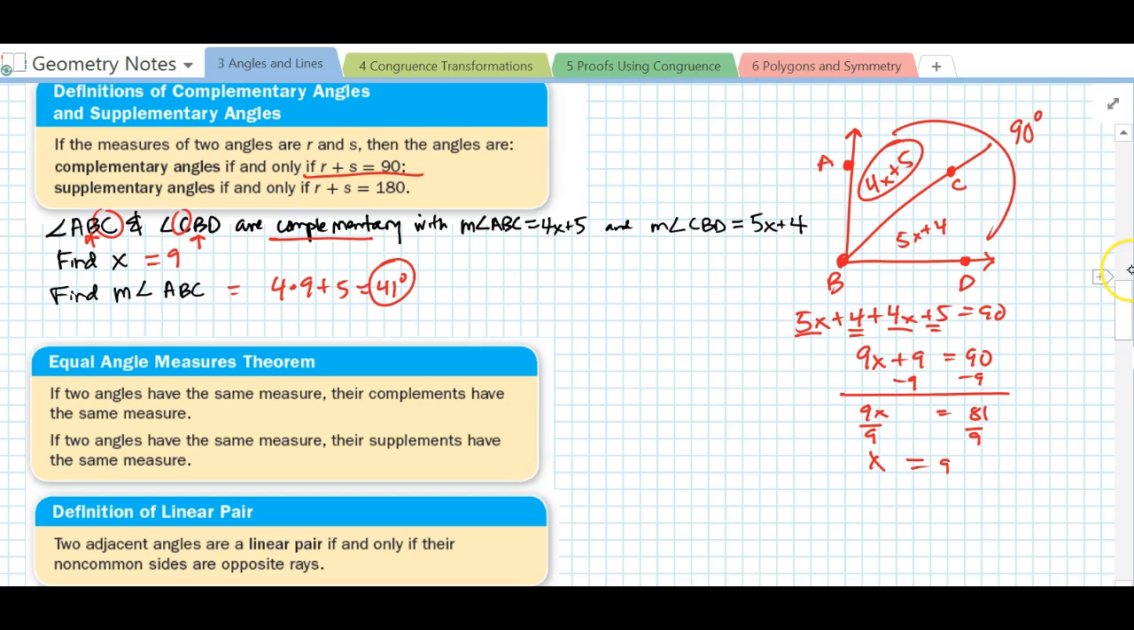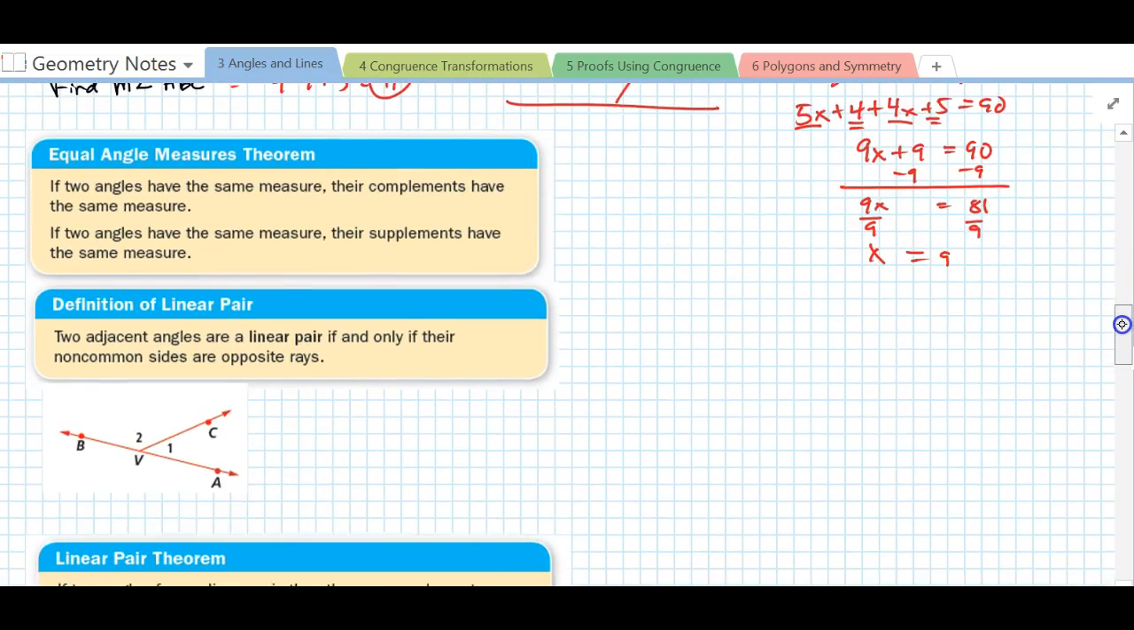So that was complementary and supplementary. We only did an example of complementary. The only change that you would make if you were working with supplementary angles is that they add up to 180. So they would form a straight line when you put them together. So we're going to do some of that on our next example.